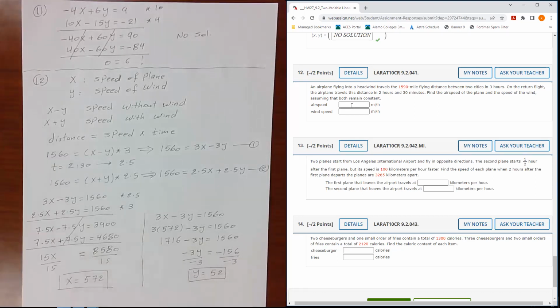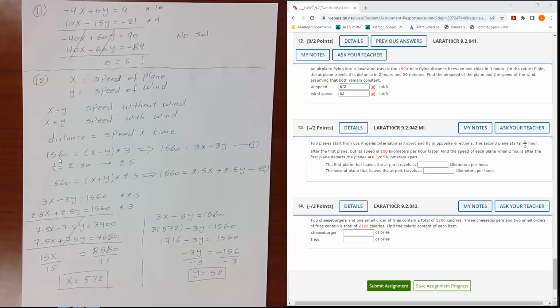So here, the airspeed, which is related to the speed of the wind, is going to be 572. And here, the wind speed is 5.2. I got wrong answers. I figured out the wrong thing I did. I used 1590. This is the right one. The distance, I used 1560.